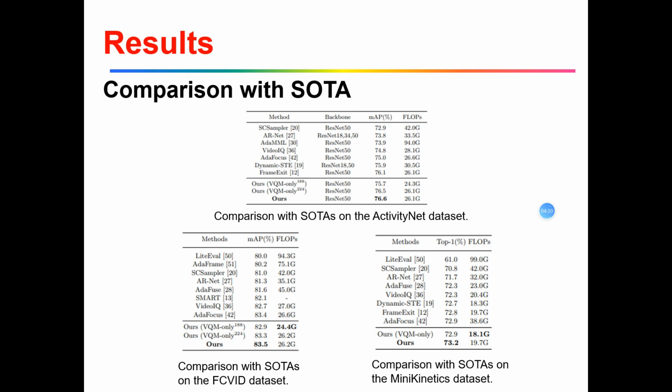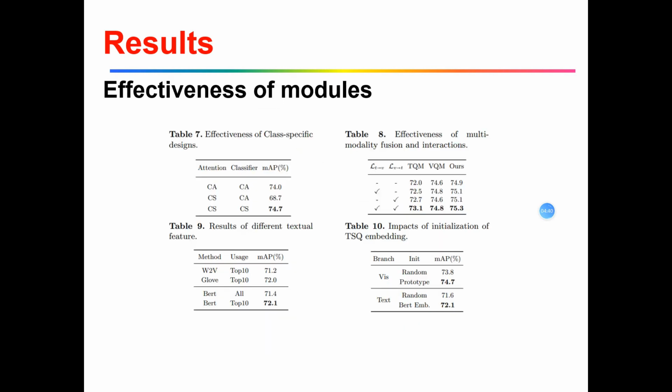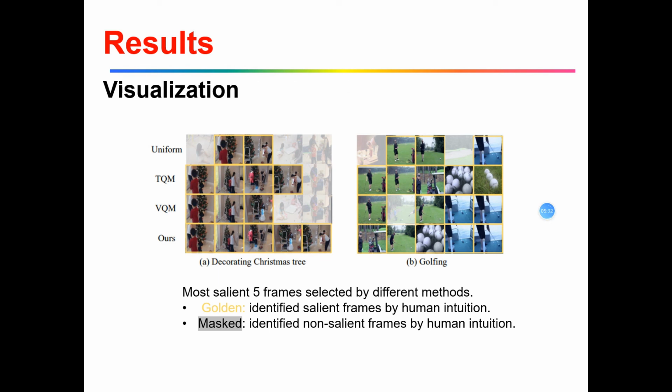TSQ-Net achieves the best accuracy-efficiency trade-off among the recent competitive methods on ActivityNet, ECCV'22, and the Mini-Kinetics dataset. We present extensive ablation studies to validate the effectiveness of our design of the class-specific sampler, multimodal combination, and initializations. It can be observed that with the proposed TSQ mechanism, our approach can sample much more indicative salient frames. That's all. Thank you.